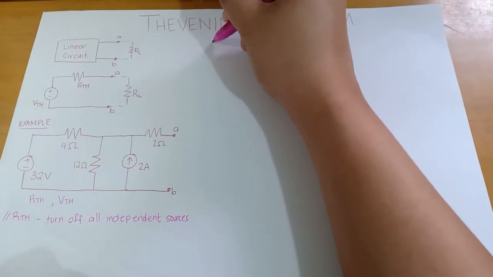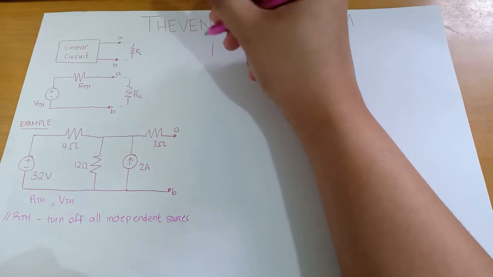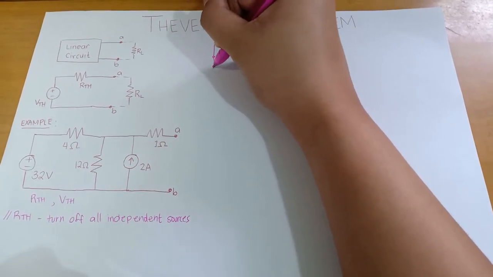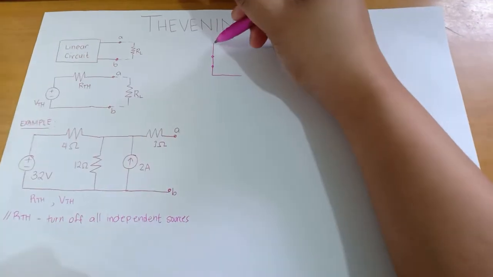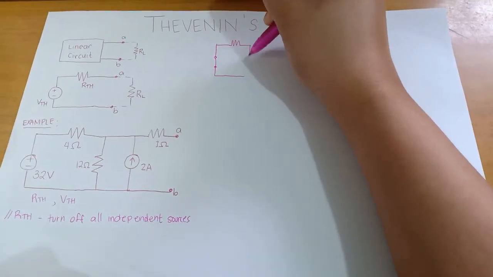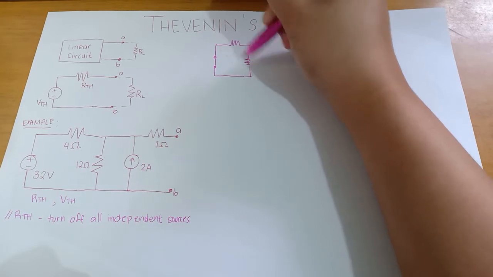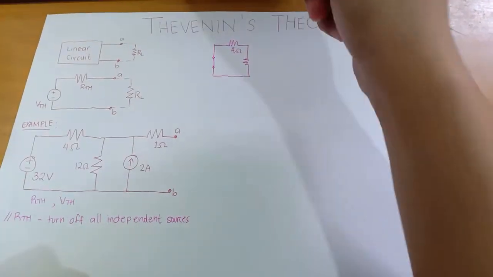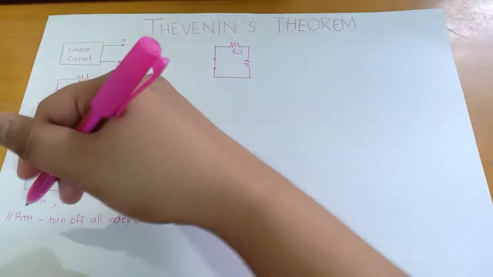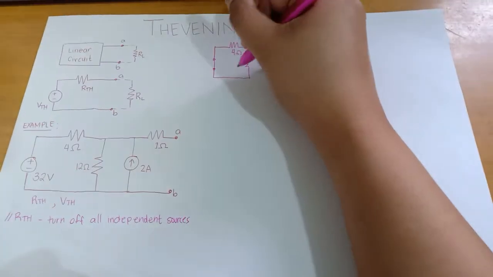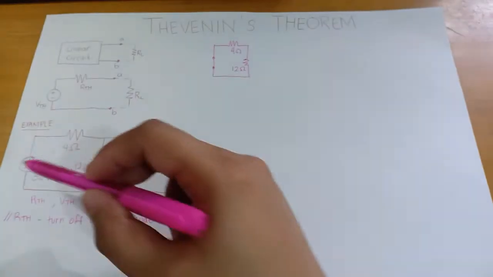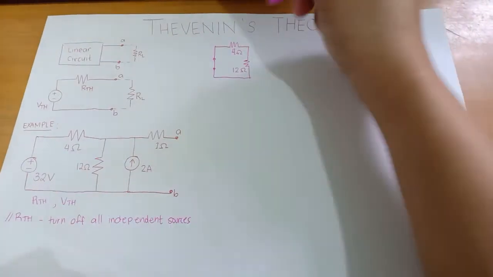Kapag 32 volts, so voltage source yan, kaya pag yan ay naka-turn off, siya ay shorted. Then, 4 ohms, 12 ohms, i-redraw natin yan kasi wala tayong independent sources dito sa pagsosolve ng RTH. Di ba ganun pag nagsosolve ng equivalent resistance, dapat turned off lahat ng mga sources.